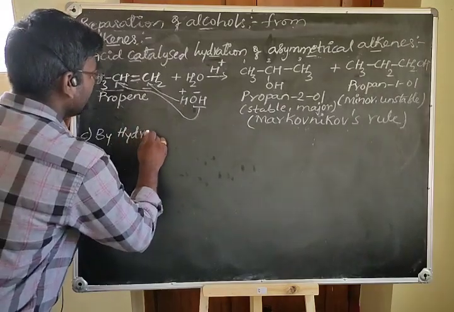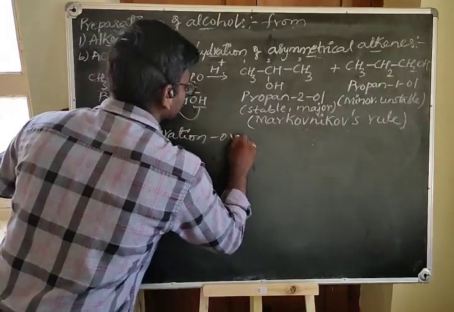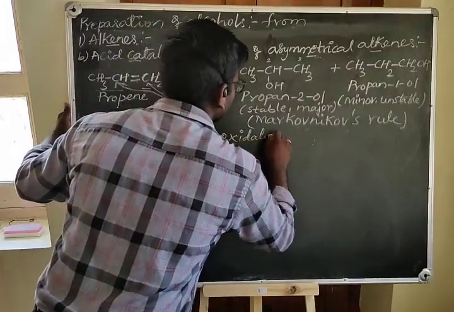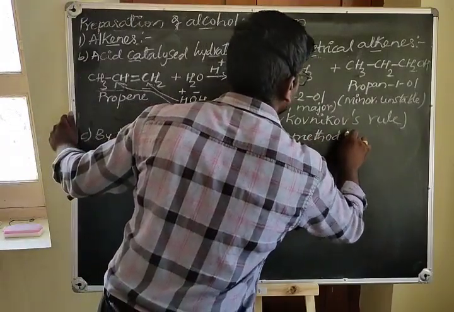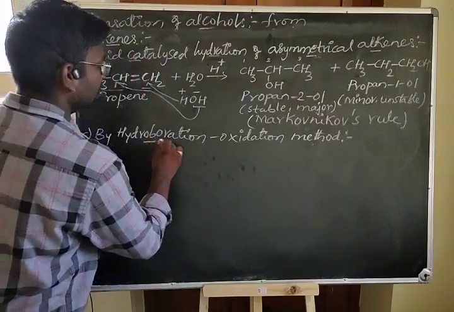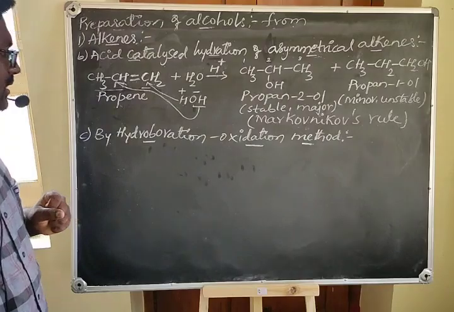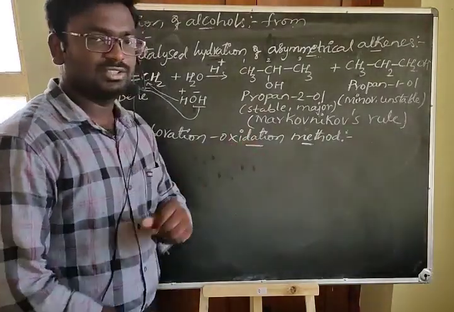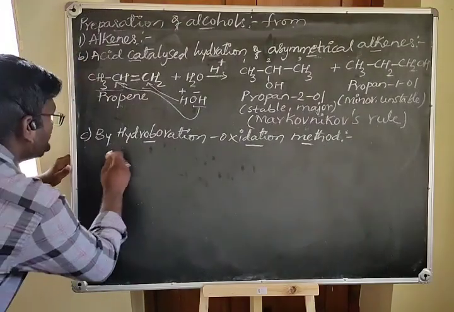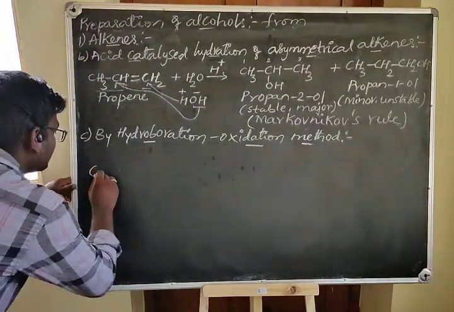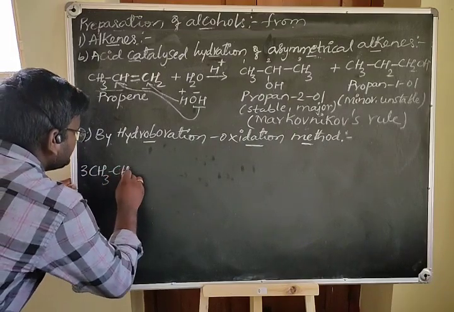the hydroboration oxidation method. Here, as the name suggests, there are two processes taking place one after the other. That is, first hydroboration will take place, and then oxidation takes place. Let us consider the same molecule, propene, to understand this method. Take 3 moles of propene.